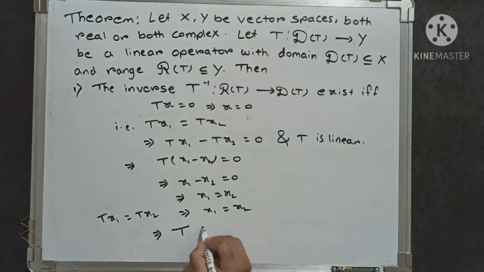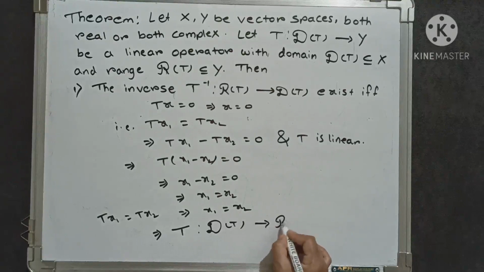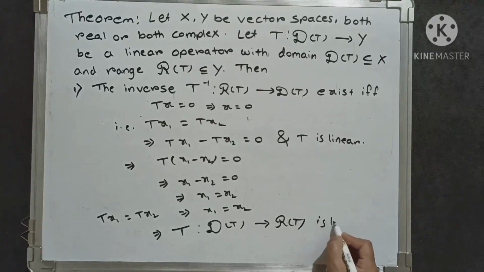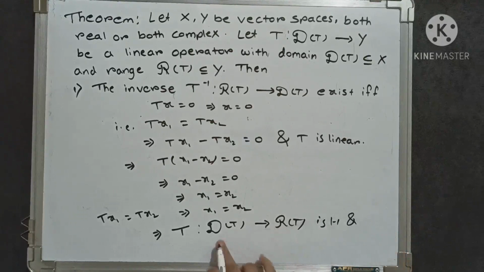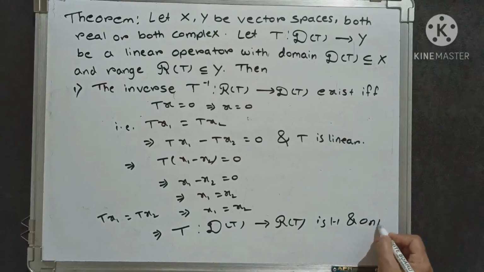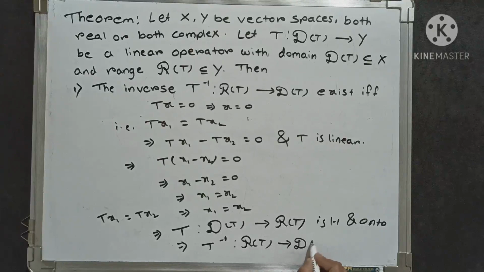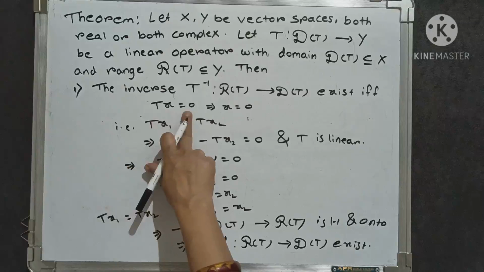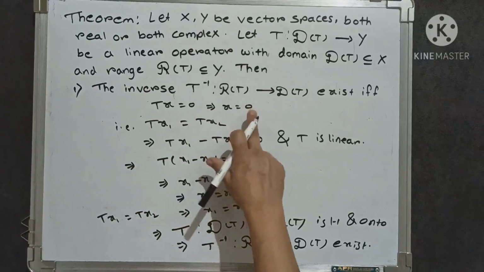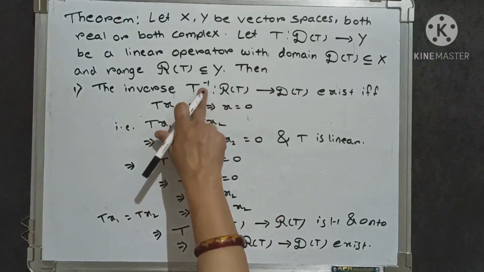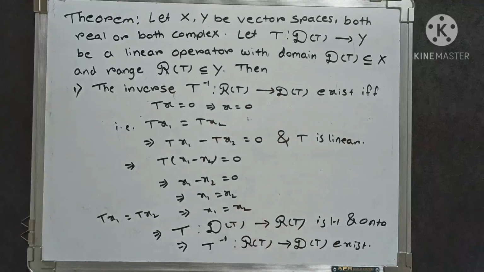This implies that the mapping T, which is from script D of T to script R of T, is 1-1, and we know that this mapping is always an onto map. This implies that the T inverse, which is from script R of T to script D of T, exists. We start with Tx equals 0 implies that x equals 0, and we get that its inverse, that is T inverse from script R of T to script D of T, exists.